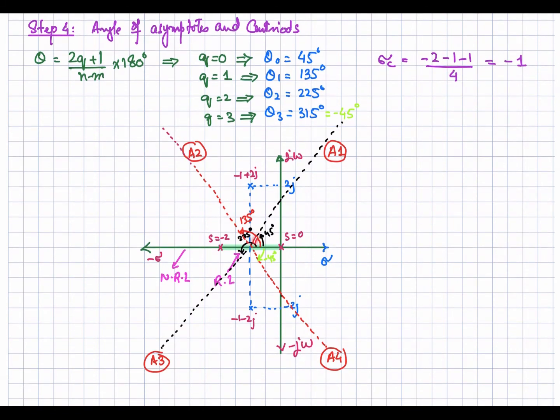One asymptote is this one, at the angle of 45 degrees, meeting the real axis. And what is this point? This point is s equal to minus 1, from the centroid. This is our first asymptote. The second asymptote is at the angle of 135 degrees that we have calculated over here. The third asymptote is this one, at the angle of 225 degrees, and the fourth asymptote is this one, at the angle of 315 degrees, or in this direction it will be minus 45.